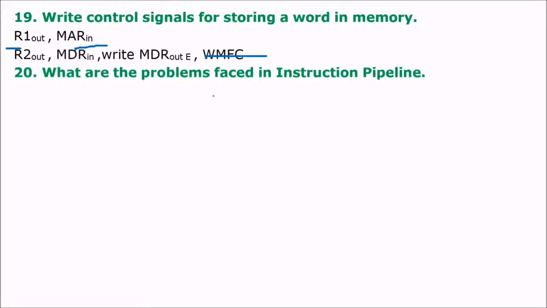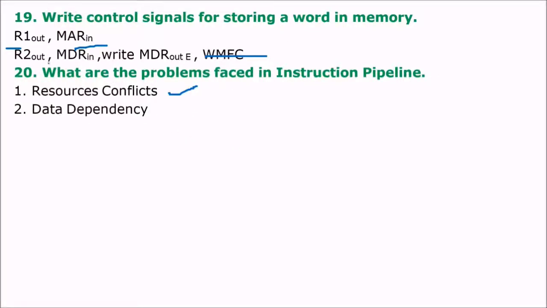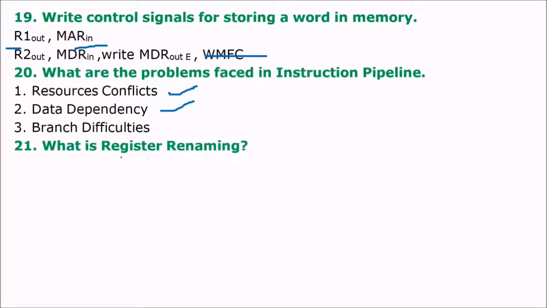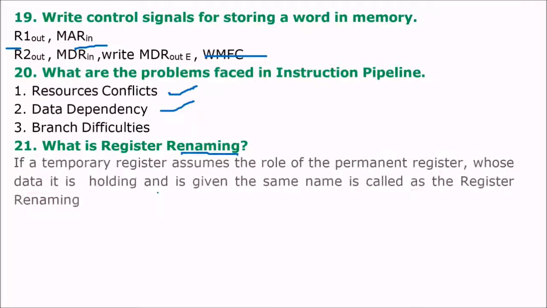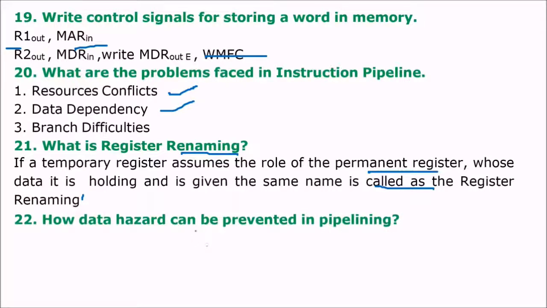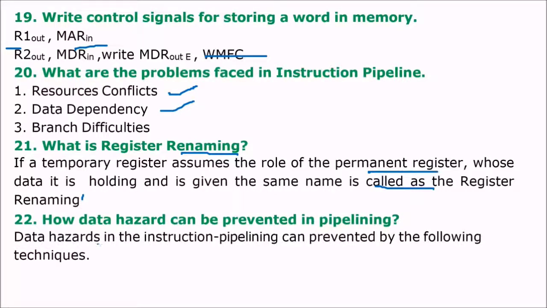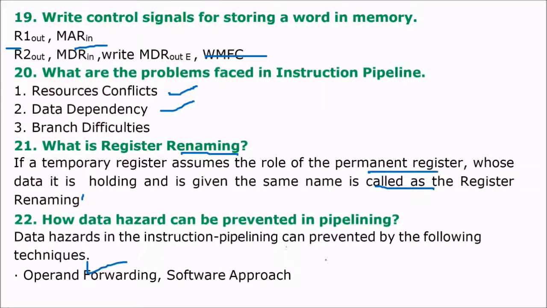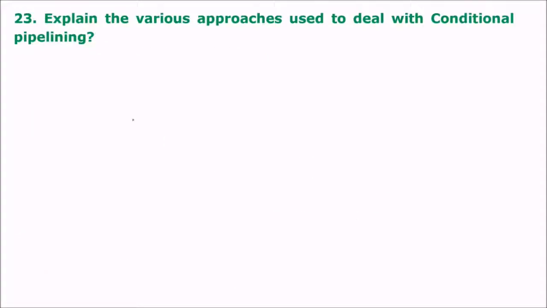What are the problems faced in instruction pipelines? First is resource conflicts, data dependency of course, then branch difficulties. What is register renaming? If a temporary register assumes the role of the permanent register whose data it is holding and is given the same name, this is called register renaming. How can data hazards be prevented in pipelining? Data hazards in instruction pipelining can be prevented by operand forwarding, and there are software approaches also.